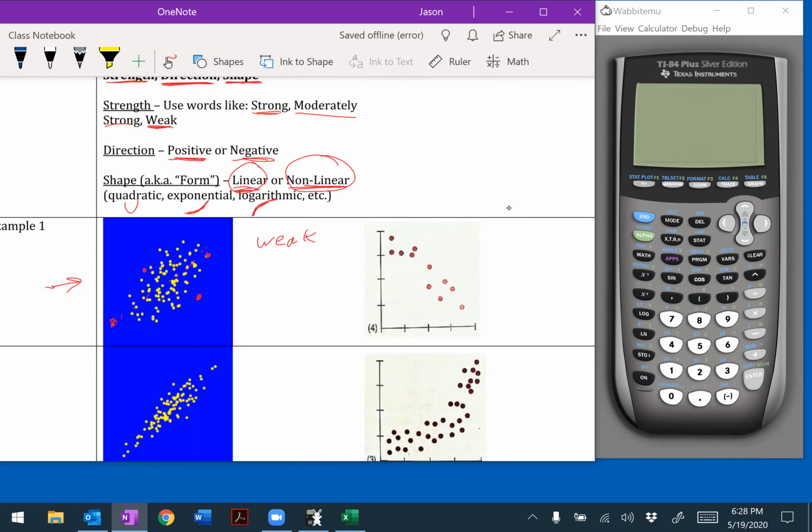Okay, it seems to be positive. Okay, so it's a weak positive linear trend, or correlation. Okay, so a weak positive linear correlation for this one here.